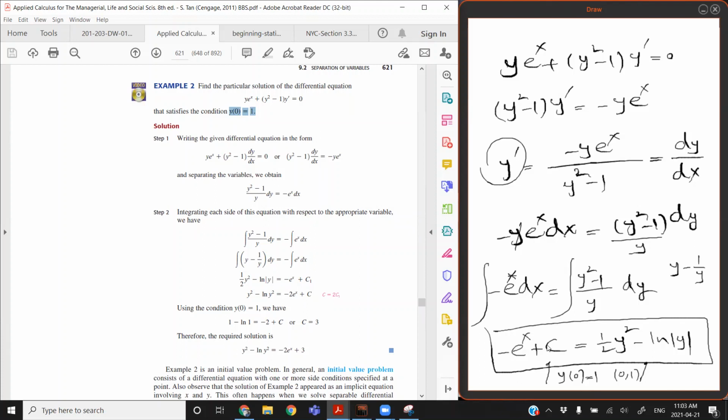I explained that in the previous problem. You can have a C1 here and you can have a C2 on the other side. But when you move the two C's to one side, you either get C1 minus C2 or C2 minus C1, right? You can call that C then.